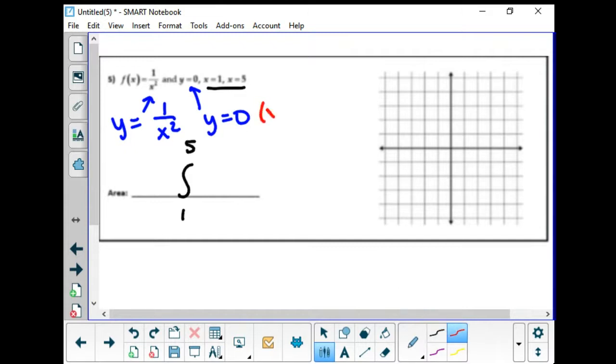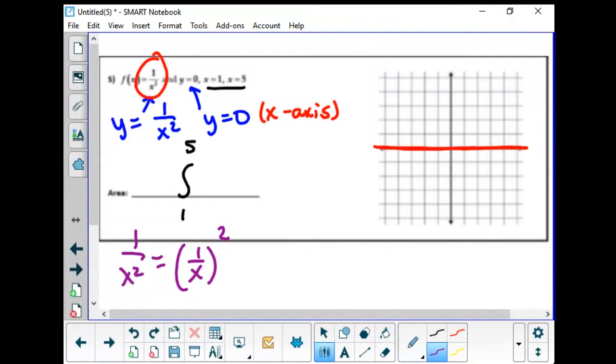Graphically, y equals 0 is just the x-axis. A function like 1 over x squared is not necessarily one we know off the top of our head, and we could absolutely put it in the calculator and look at it, but I like to talk about it because it's one we can figure out pretty easily. 1 over x squared is equal to the quantity 1 over x, squared.